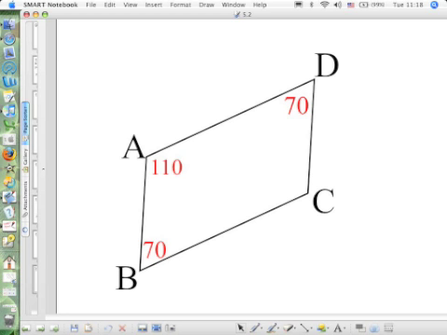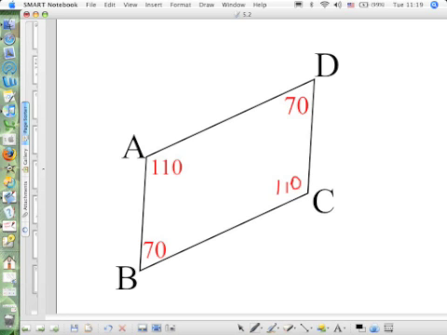Y'all remember that formula n minus 2 times 180 to find the measure of the interior angles of a polygon? What's the measure of the interior angles of a four-sided figure? 360. So because I know that all four of these have to add up to 360, I know that this is 110. And since I know that that's 110, then now I know that both pairs of opposite angles are congruent.